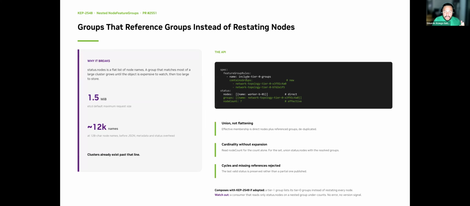So we want to be able to create nested groups. The node feature group feature in NFD allows you to create pools of nodes based on node features. You can create these small CRs that tell you this list of nodes all have a GPU, this list of nodes have a USB plug, and this list of nodes don't have a USB plug. NFD has a lot of knowledge of your nodes, so we can create these pools of nodes.